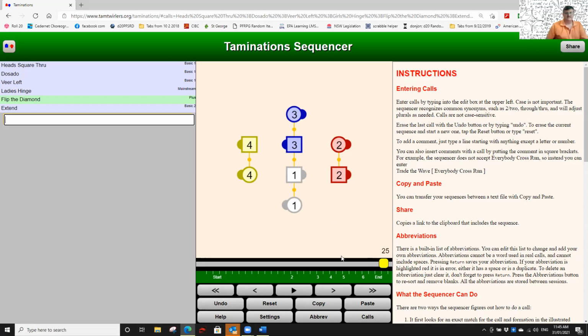A 3/4 tag. Because there's 6 in the middle and then there's 2 on the outside. You've got your wave in the middle and the outside dancers are facing out.